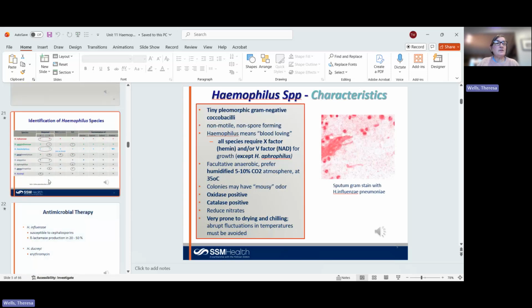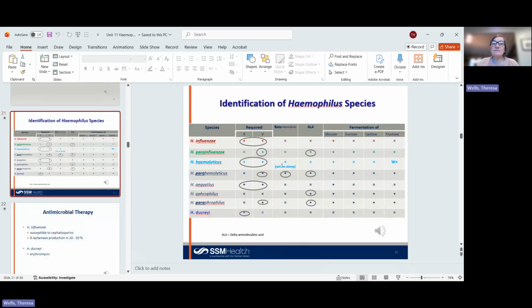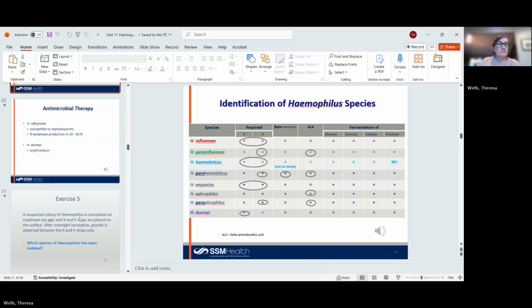Sorry, I'm just kind of reviewing. This basic first two columns here is helpful. You can see Haemophilus influenzae requires both X and V factor. That is the reason why it will only grow on chocolate, because it does require both. Haemophilus haemolyticus as well, but it's beta hemolytic.